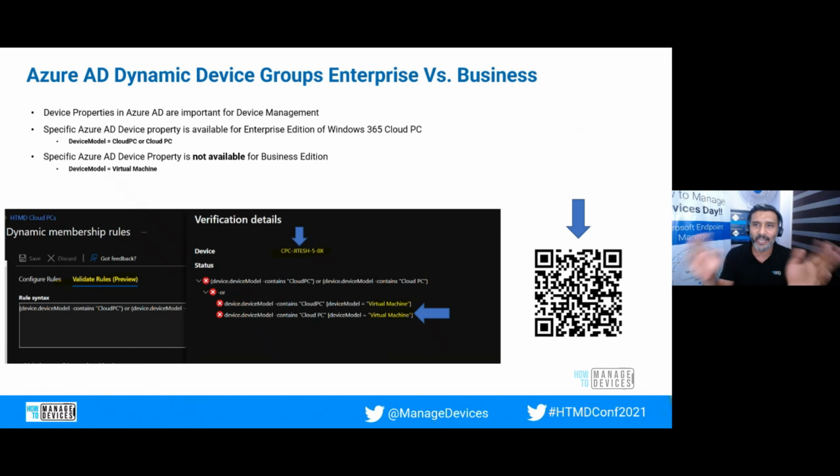So we are going to show in the demo what are the differences between the cloud PC business version management and the enterprise version management. So as per Microsoft, for the business version, there are not many capabilities. Jitesh already mentioned that, right? So as you can see over here, you cannot use the device model property in Azure AD for the business version, because it shows us virtual machine rather than the cloud PC. For the enterprise version, the device model shows us the cloud PC, so that we can easily group the enterprise version cloud PCs into a dynamic Azure AD group, and that is easy to manage. Then we can deploy all the applications and policies, etc., right?